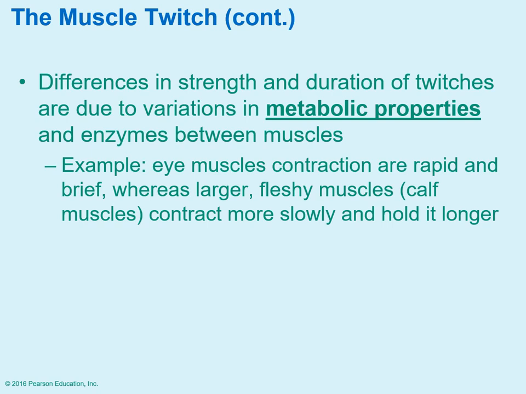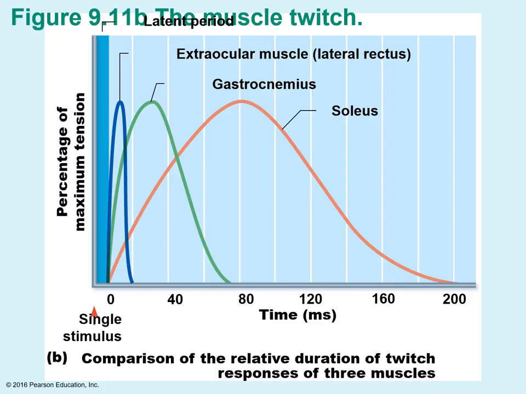Differences in the strength and the duration of twitches are due to different metabolic properties. Eye muscle contractions are very rapid, very brief, but in some of your larger muscles, the contraction might be slower. It's able to hold it a little bit longer. And this is just showing how long the contraction period is. Some of your eye muscles, the gastrocnemius, a large muscle on the back of your lower leg, and the soleus, etc.